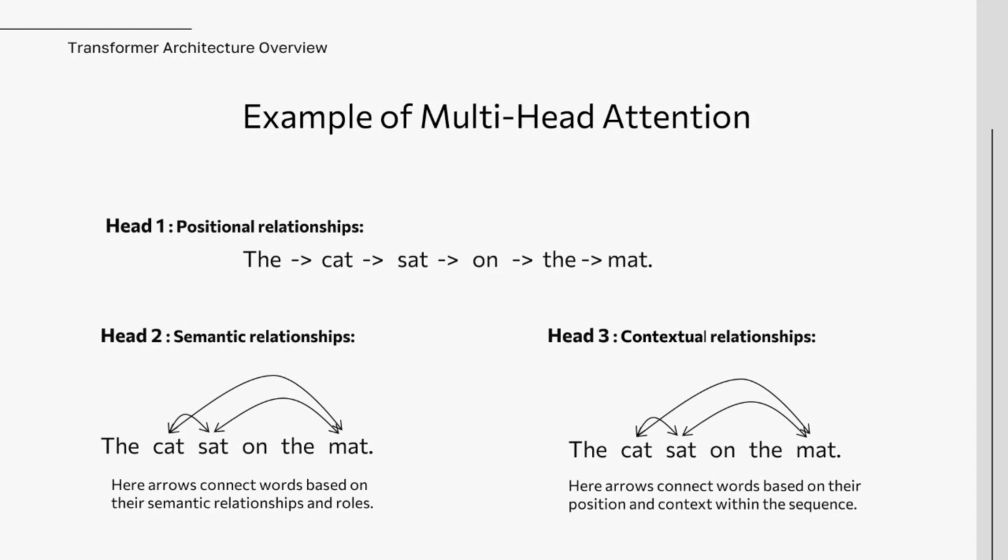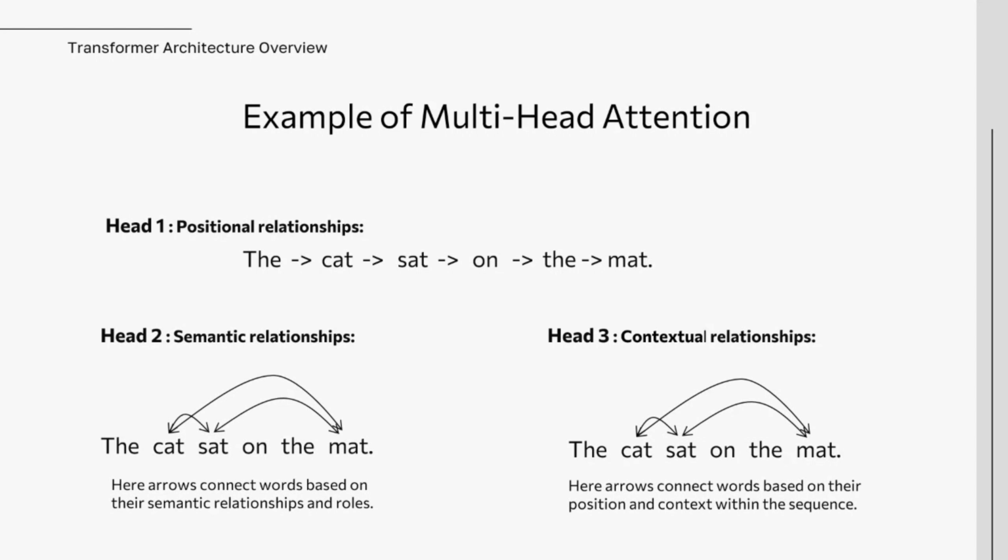Another head might concentrate on the broader context of the sentence. It takes into account how cat, sat, and mat interact within the entire sentence. This head helps understand the overall context, how cat is performing the action sat on mat, and the meaning conveyed through the combination of these words. So while a single attention mechanism might only capture one of these aspects, having multiple attention heads allows the transformer to understand the sentence more holistically.